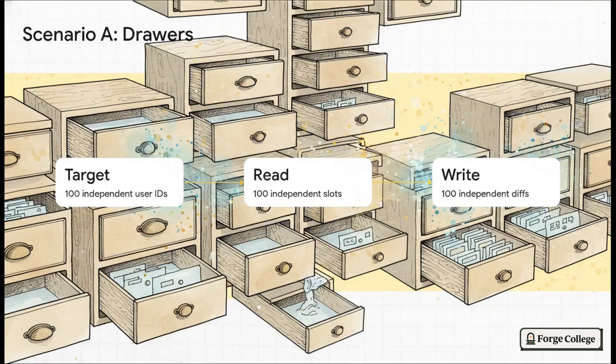Let's take this into Section 4, real-world update scenarios, and apply this blueprint. Let's look at Scenario A, our drawer model. Imagine you need to update 100 independent user counters. You're just quickly opening up 100 separate, independent drawers, reading the independent slots, writing the independent diffs. 100 different workers could technically do this at the exact same time without throwing elbows. It is incredibly efficient for parallel processing with zero locking conflicts.